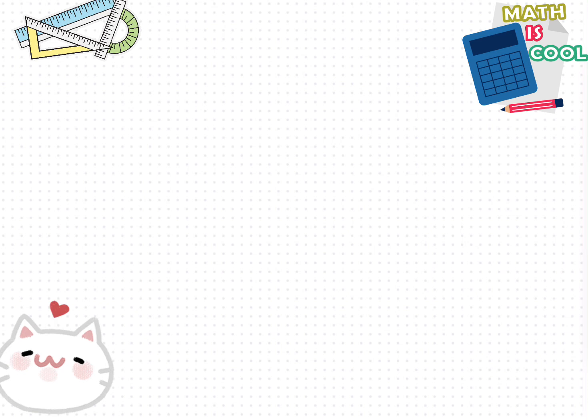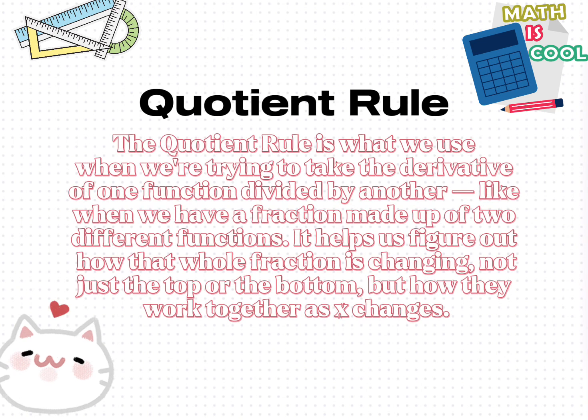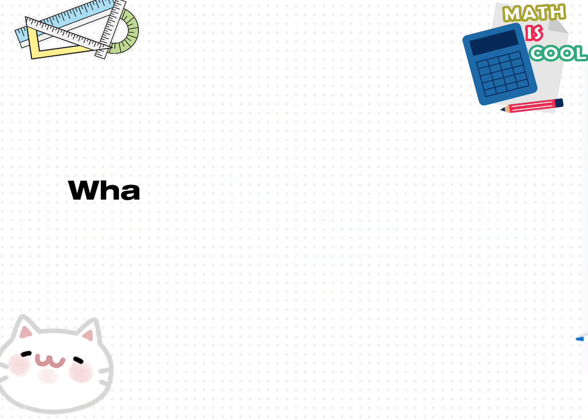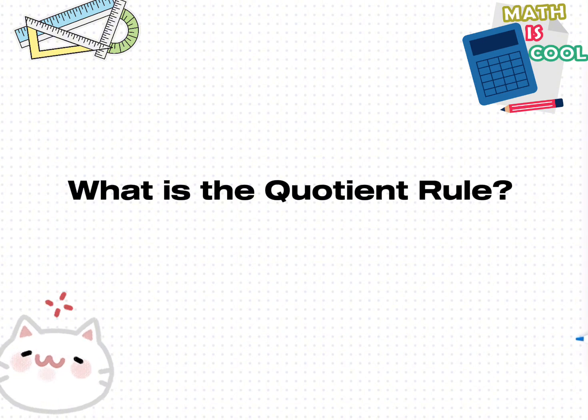Today, we're going to tackle an important rule in calculus called the quotient rule. This rule helps us to find the derivative of a function that is written as a quotient or a fraction. That means one function divided by another. The question is, what is the quotient rule?